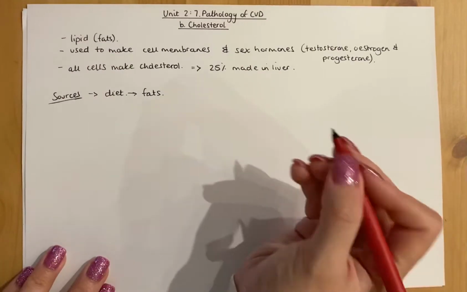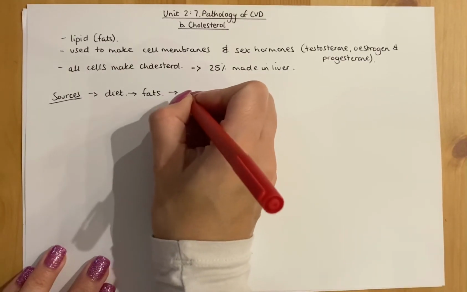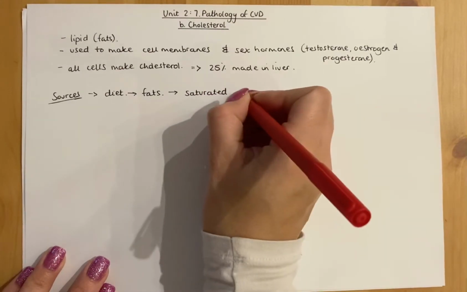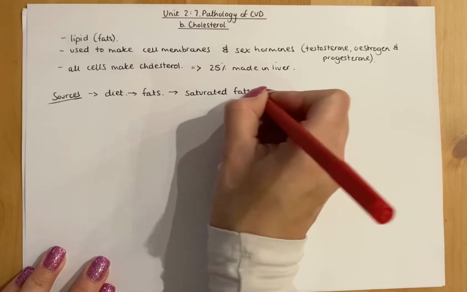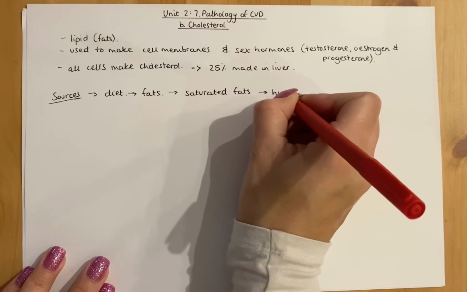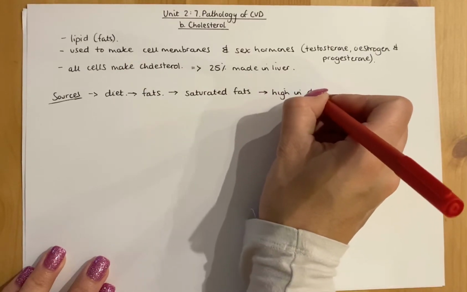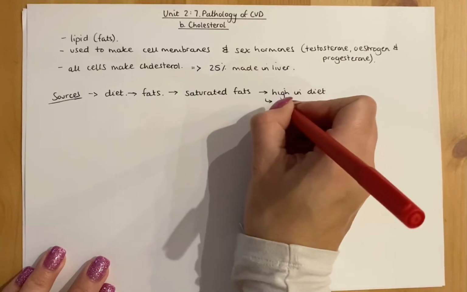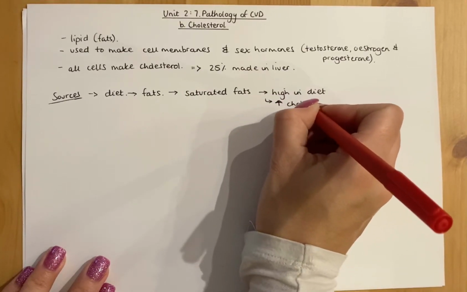Now we generally talk about saturated fats being ones that are high in cholesterol or that are linked to cholesterol in the blood. And so if they're high in the diet, then generally your blood cholesterol will be higher. So there's an increase in cholesterol in the blood.